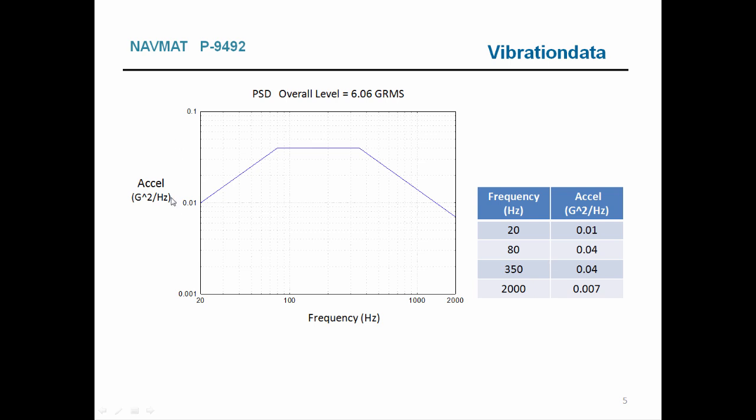The y-axis dimension is acceleration with unit g squared per hertz. Our x-axis is frequency in hertz, and this is defined in log-log format, so straight line segments in log-log format. Then the 4 coordinate points or breakpoints are shown in this table here. So let's go ahead and synthesize a 60-second long time history to satisfy this PSD.